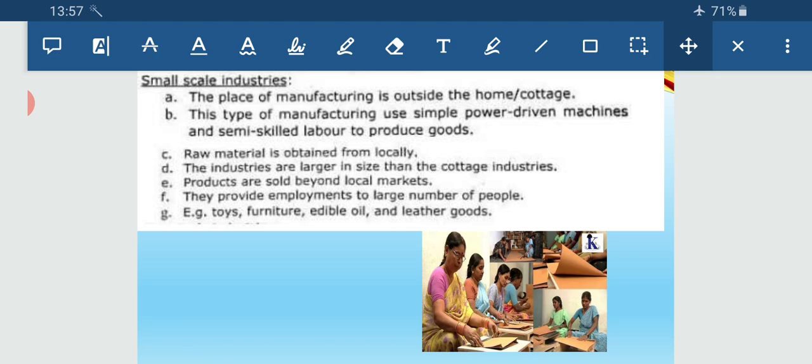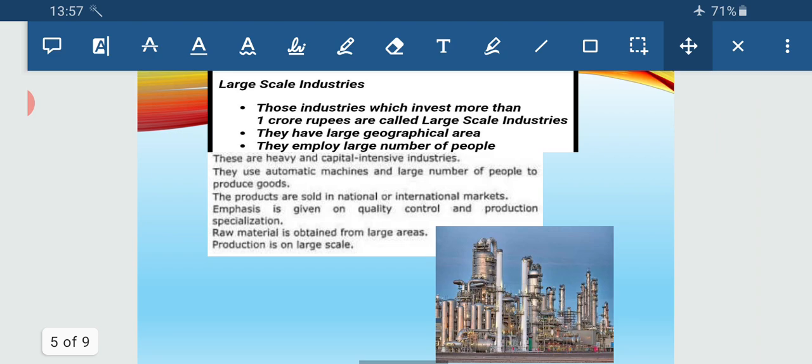And in small scale industry, the employment of people is more, that means small scale industries are more labor intensive and large scale industries are more capital intensive. So I gave the difference between small scale and large scale. Just follow the video and prepare your answer. That is on the basis of investment.